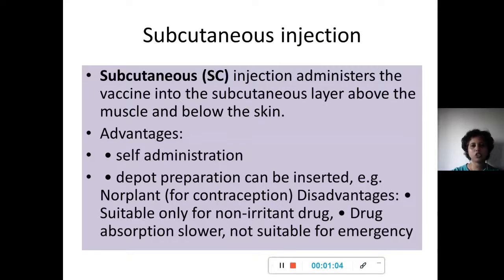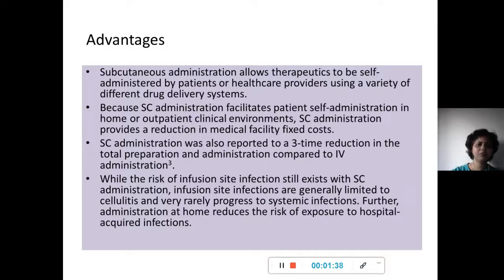The subcutaneous injections are mainly used to administer the vaccines into the subcutaneous layer above the muscle and below the skin. It has an advantage that self-administration can be possible and depot preparations can be inserted, for example the Norplant for contraception. But it has disadvantages because it is suitable only for non-irritant drugs, and the drug absorption has been found to be slower, and so in emergency conditions you cannot give a subcutaneous injection.